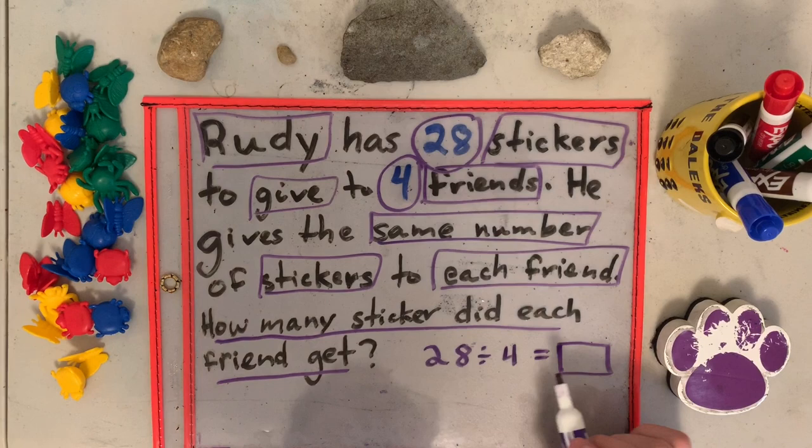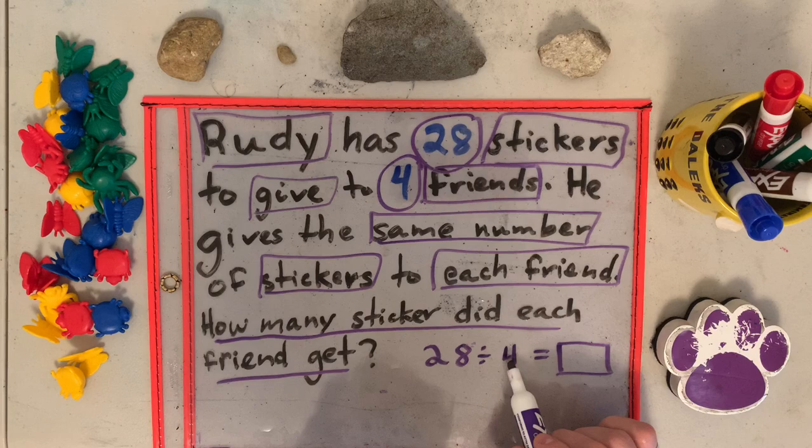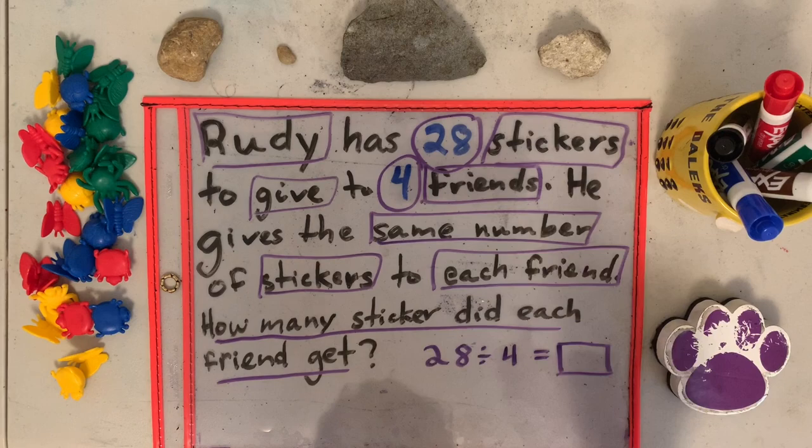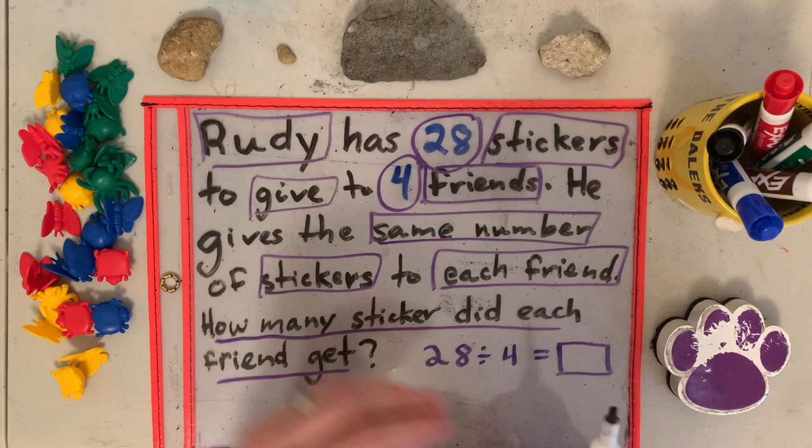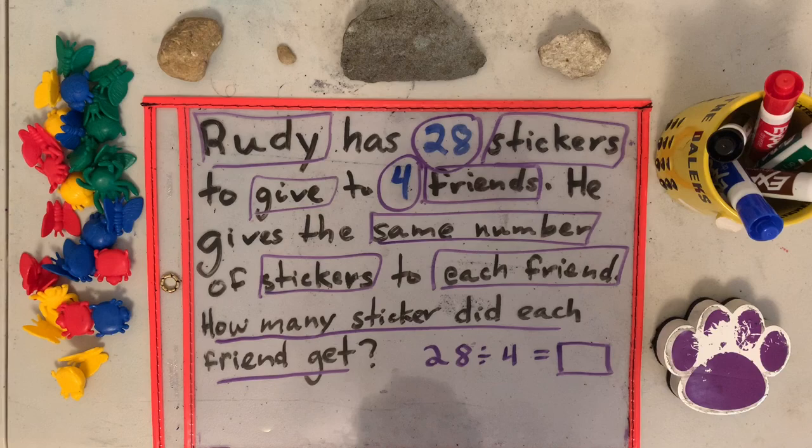Repito, Rudy tiene 28 stickers y los va a repartir en 4 amigos. Igualmente. No es que le va a dar a los 4 28, no es 28 para ti, 28 para ti, eso no. Es que de 28 los va a compartir con 4 personas. La pregunta es cuántos stickers tiene cada persona.